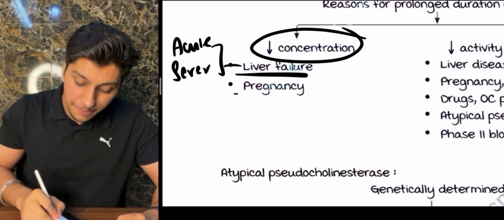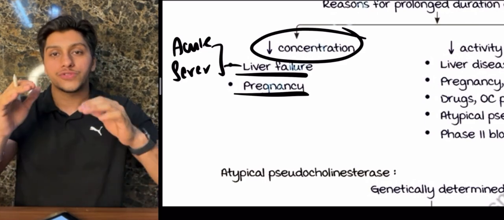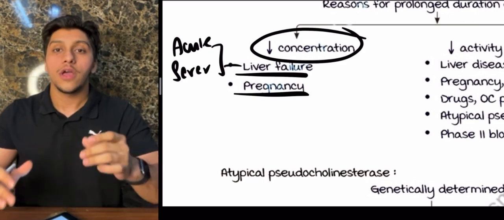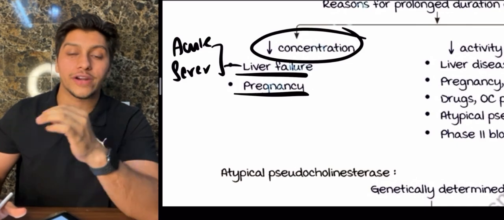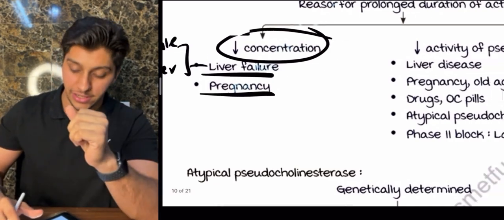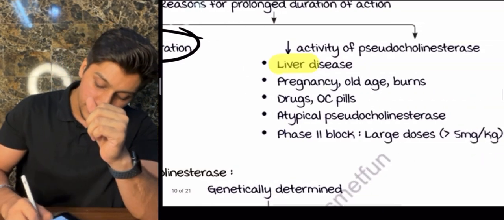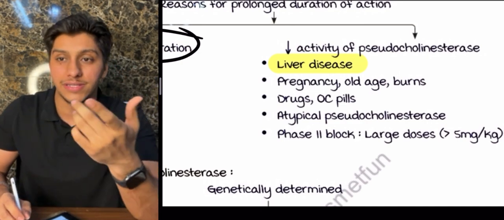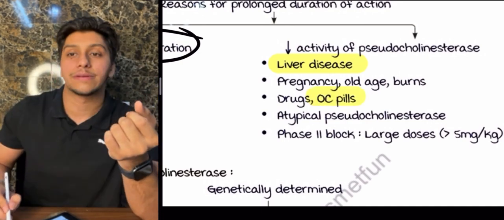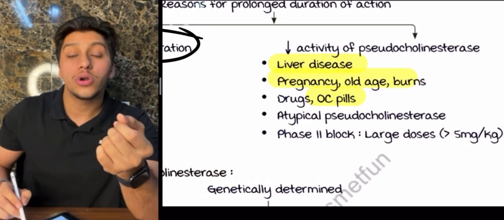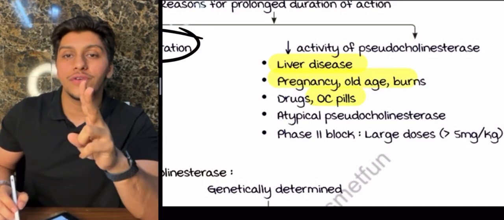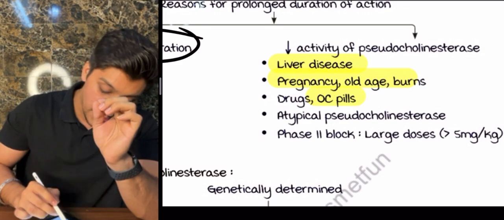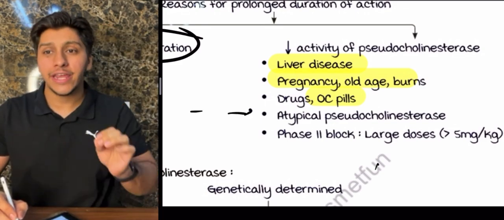Okay, conditions like pregnancy have also been found in which pseudocholinesterase is reduced. What are the factors where there is ineffective pseudocholinesterase? One is again liver disease. You know that oral contraceptive pills have a role in the liver, like causing adenomas. So drugs like oral contraceptive pills, pregnancy, old age, burns, and there are two features which I would like to discuss: one is atypical pseudocholinesterase and the other is phase 2 block.